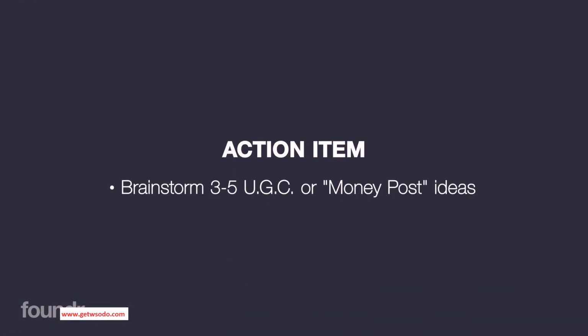So the action item for this lesson is go through the workbook and make sure you come up with 3 to 5 different UGC or money post content ideas around the kind of content and the UGC that you're going to put out and how you're going to actually get that content.